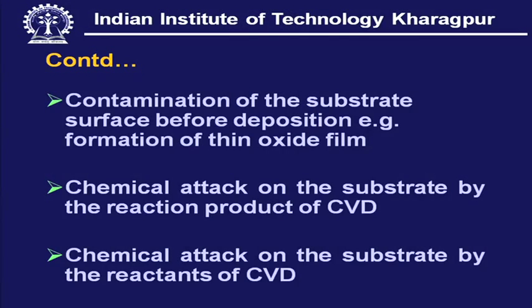We also see that hydrogen plays a very important role in affecting the coating substrate interface adhesion. Contamination of the substrate surface before deposition, that is, formation of a thin oxide film, can also have an overriding influence on this adhesion. It can also be chemical attack on the substrate by the reaction product of CVD. Chemical attack on the substrate by the reactants of CVD is also not uncommon.